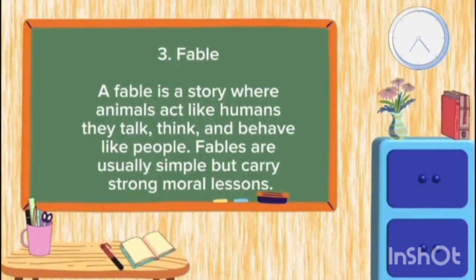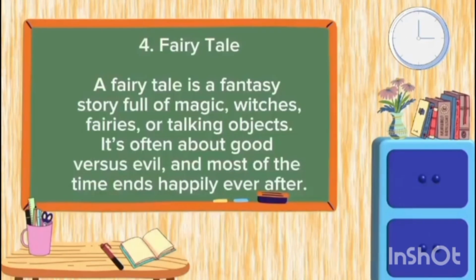The third type is fable. A fable is a story where animals act like humans; they can talk, sing, and behave like people. Fables are usually simple but carry strong moral lessons.